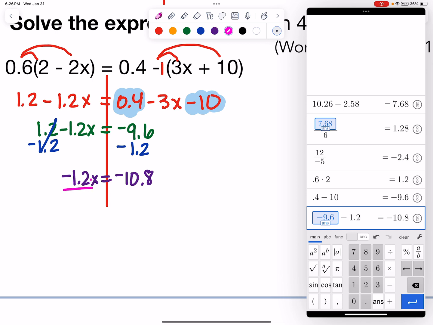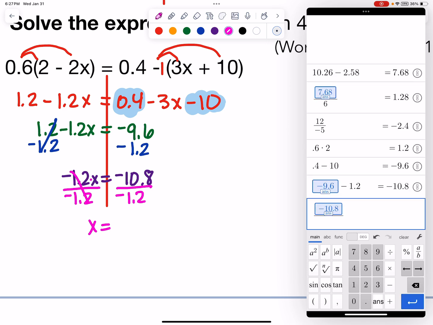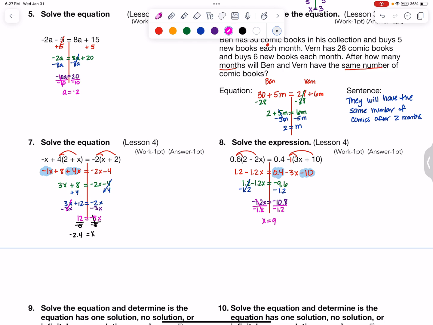Okay, now we can isolate the variable. We have an x times -1.2, so let's go ahead and divide by -1.2. Cross that out, and we're left with x equals whatever that makes. So let's go ahead and hit answer divided by -1.2, and it actually just equals a whole number of 9. Okay, and there we go with number 8.